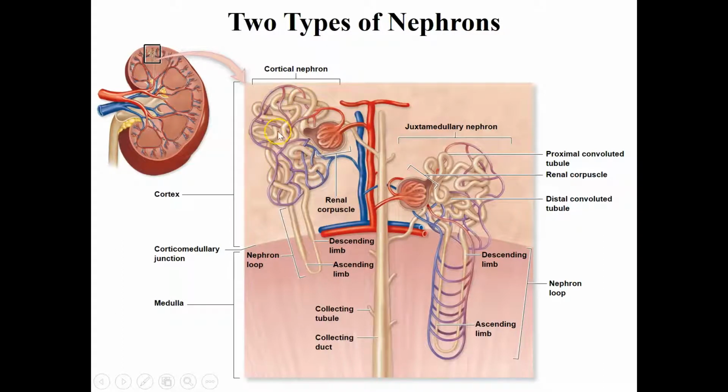This second capillary bed is called the peritubular capillaries. And in the juxtamedullary nephron, you have the same structure: afferent arteriole, glomerular capillaries, efferent arteriole. However, the next capillary bed is mostly surrounding the loop of Henle. So this capillary bed has a different name. It's called the vasa recta.